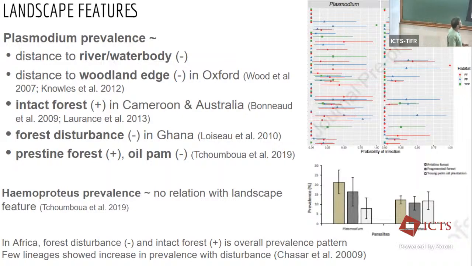Oh, I didn't know there was an animation. So this is how it looked. Look at this. The brown one is the pristine forest, and this is a fragmented forest, and the white one is young palm oil plantation, a monoculture. And look at Plasmodium, as it goes from pristine forest to monoculture, it's going down. But Haemoproteus is not showing much difference. A lot of you learned about standard errors and how to look at them. There is huge overlap. There is no significant difference between them.